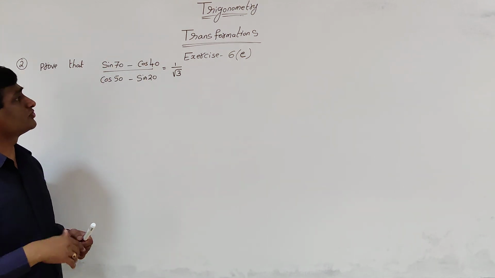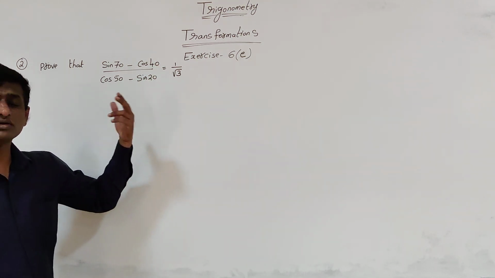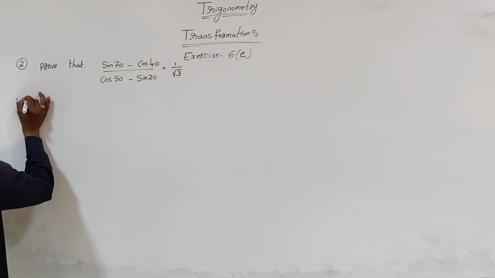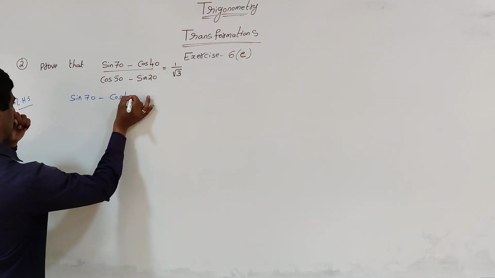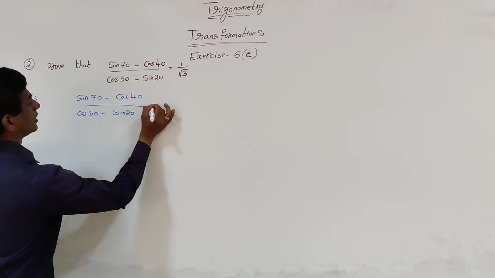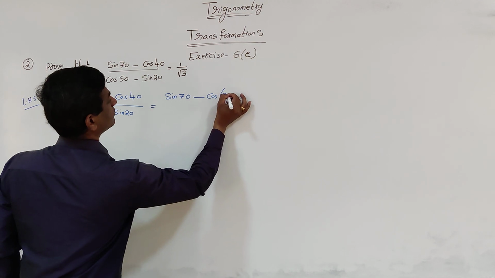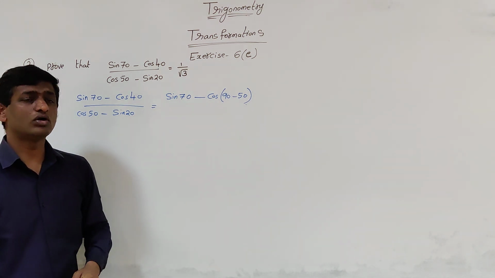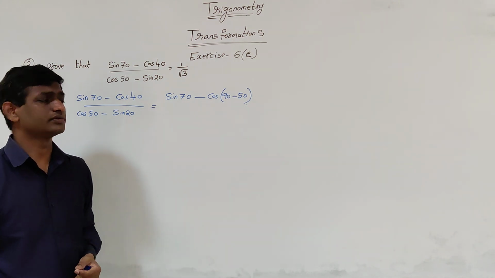So in order to bring it into our transformations, cos 40 is the same as sin 50. How? The complementary of 40 is 50 degrees, meaning 40 can be written as 90 minus 50. We will see the proof. (sin 70 minus cos 40) by (cos 50 minus sin 20) is sin 70 minus cos of (90 minus 50). Cos of 90 minus theta becomes sin theta.